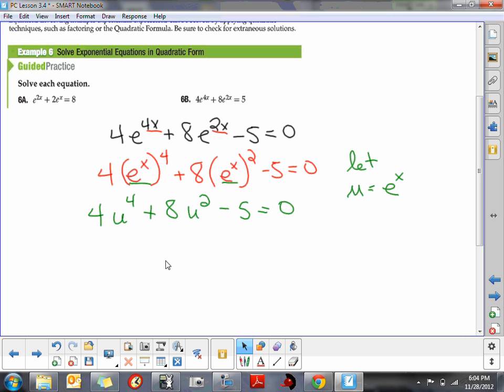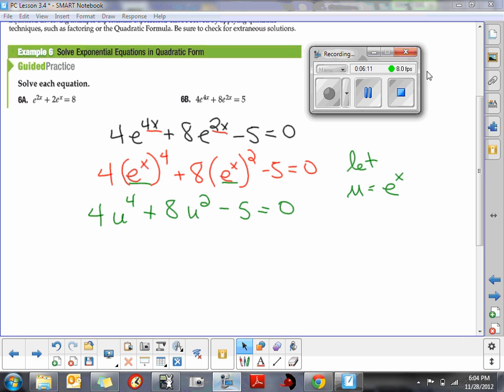Pardon the interruption, got a little phone call. Maybe supper's ready. What a good wife. She has supper ready for me. So I'm going to finish this up and then I'm going to go have supper.